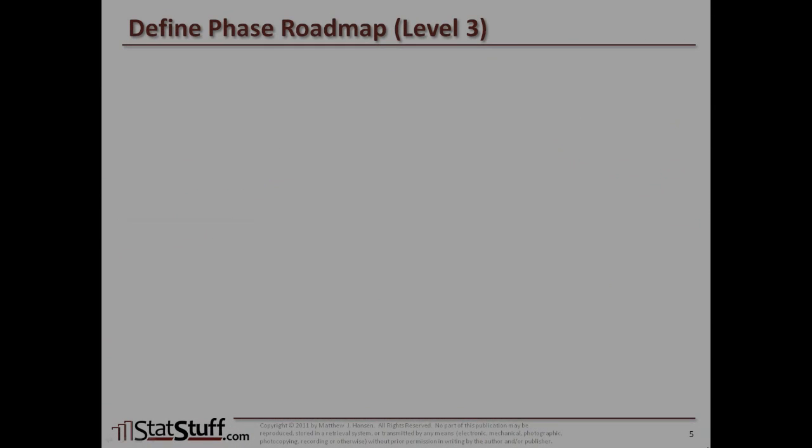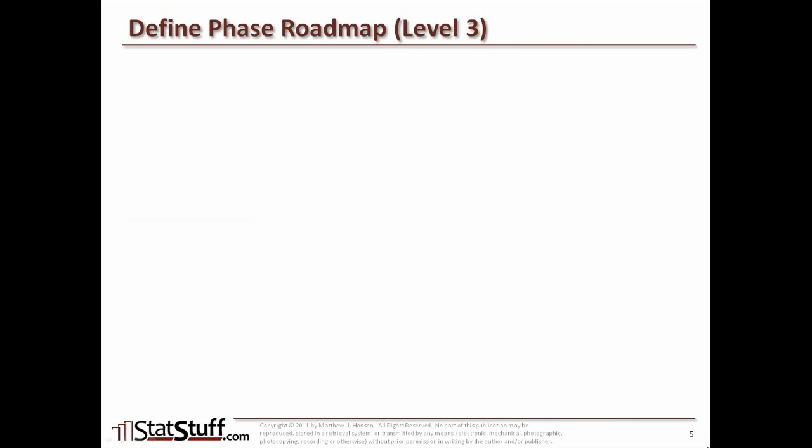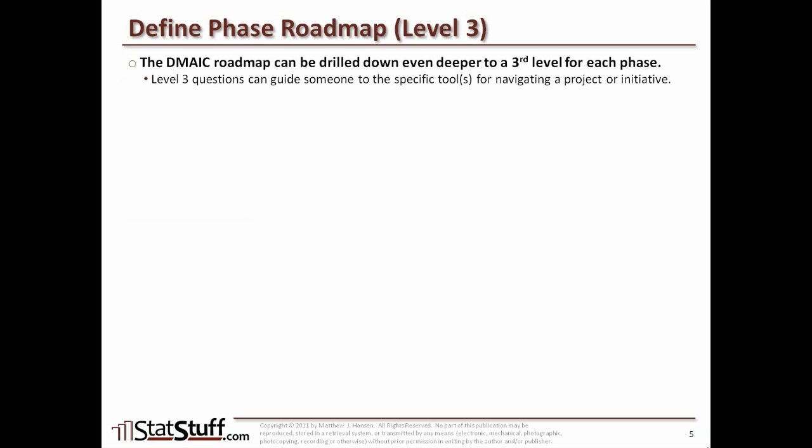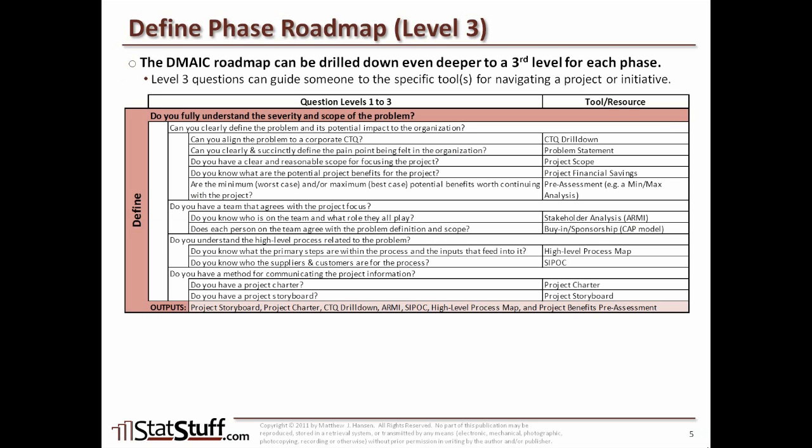Okay, now let's dig a little deeper by looking at the third layer, the define phase of DMAIC. Well, as you might guess, in a third layer of questions, we're taking those second level questions and we're going one more layer deep, and we're asking ourselves more detailed questions to help navigate us through following a project successfully. So here we have the define phase. For the define phase, we have the same top level question that we're trying to answer. Do you fully understand the severity and scope of the problem? Within this one, we also have the second level of questions duplicated within here that we talked about in the previous lesson. So now we're taking each of those second layer questions and we're going one more layer deep, where we're asking ourselves some additional, more specific types of questions to guide us more specifically to the tool or resource that can help us in answering that question.